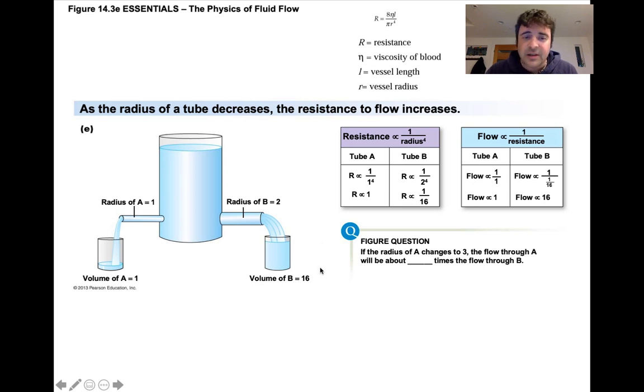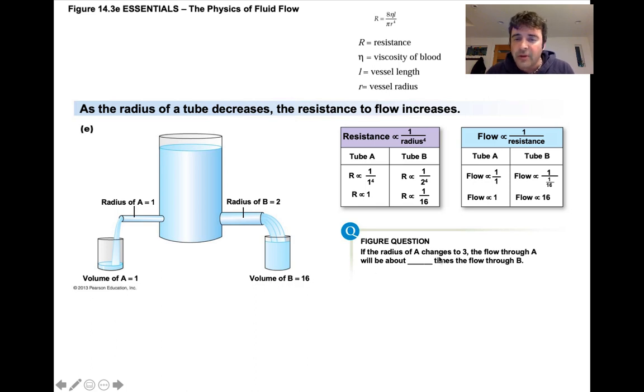And it's 16. In other words, if you double the radius, you don't double the flow of fluid, in this case blood to a particular region of the body. You increase that flow by a factor of 16. So instead of there being 1 liter per, let's say, minute, there would be 16 liters per minute going to a specific area. And you could say whatever you want. I'm just putting arbitrary units to that.